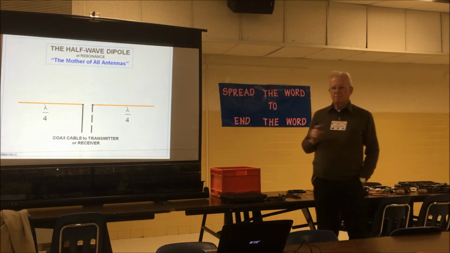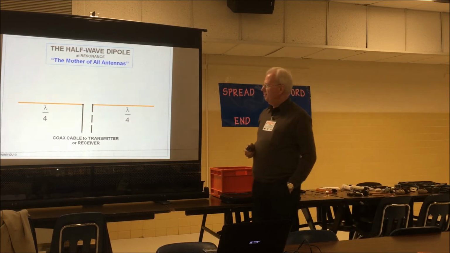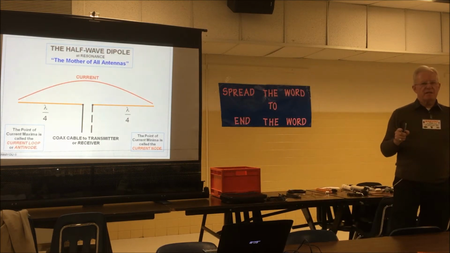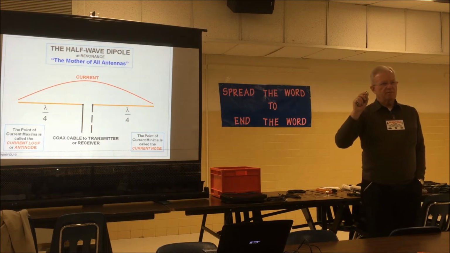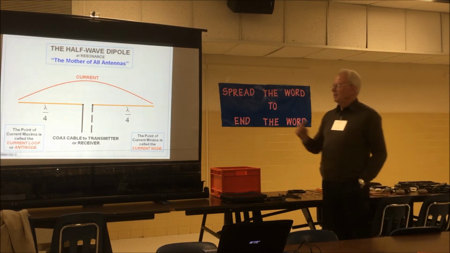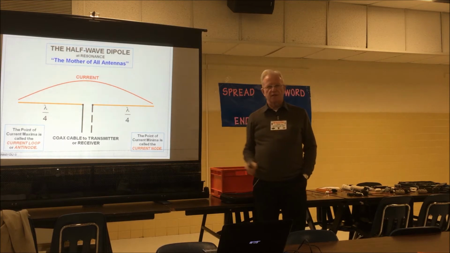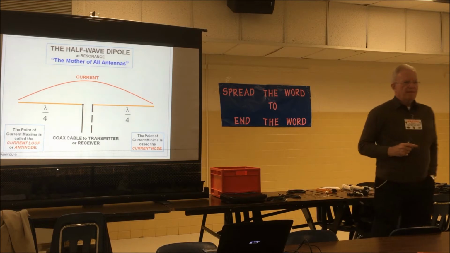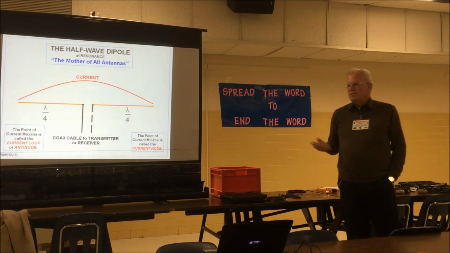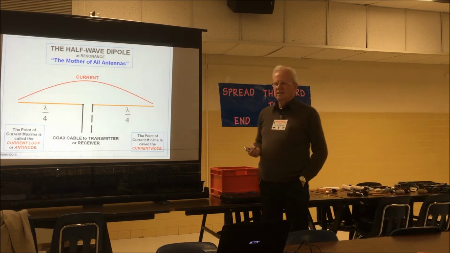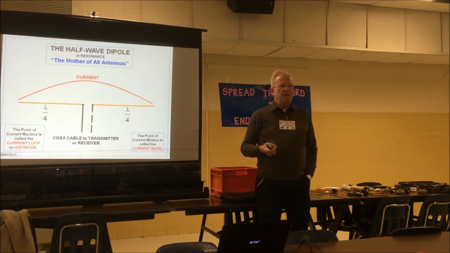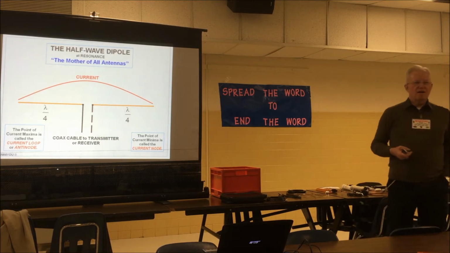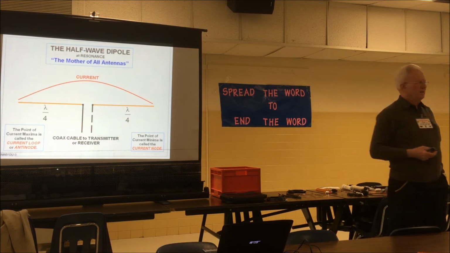1/4 waves times 2 is a half wave at resonance. So if your antenna is cut exactly to the frequency that you meant for, the current will be maximum in the center and pretty much zero at the ends, okay? This is not a DC circuit. I think most people, and even most of my students, don't realize that an antenna is a circuit. It's a series RCL circuit.